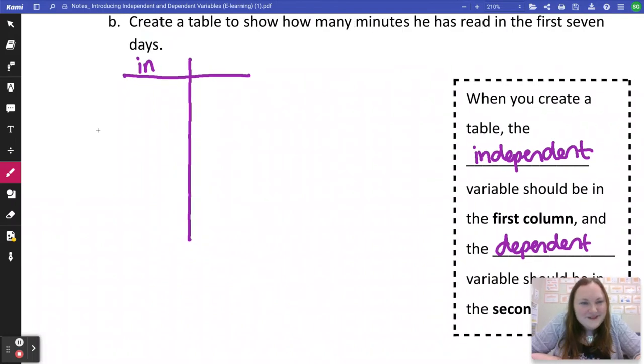Oops, I don't want to write independent there. But we want to start with that independent variable because that's what I'm going to need to know first. And then once I know the independent variable, I'll be able to figure out the dependent variable. That makes a lot more sense when we're looking at a specific example.